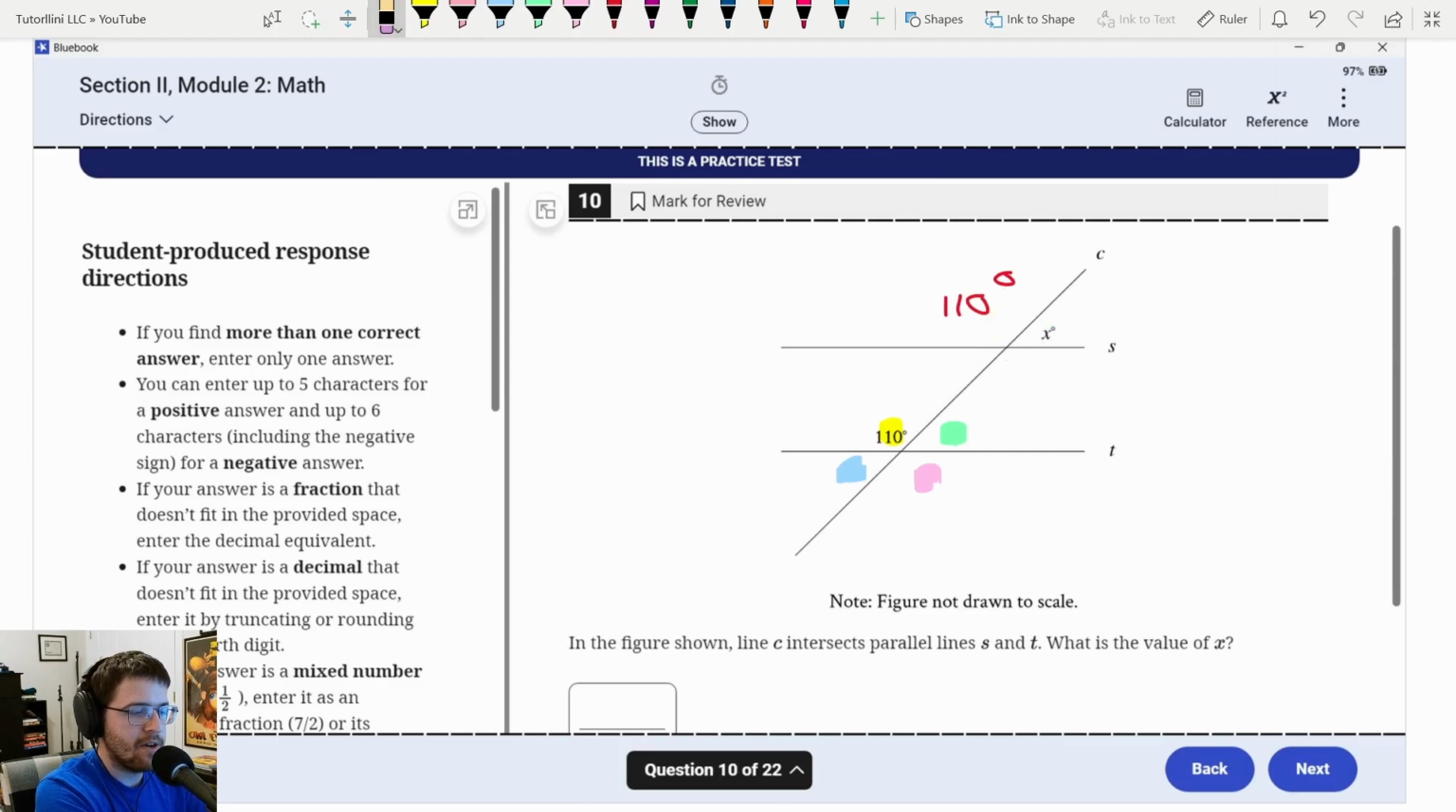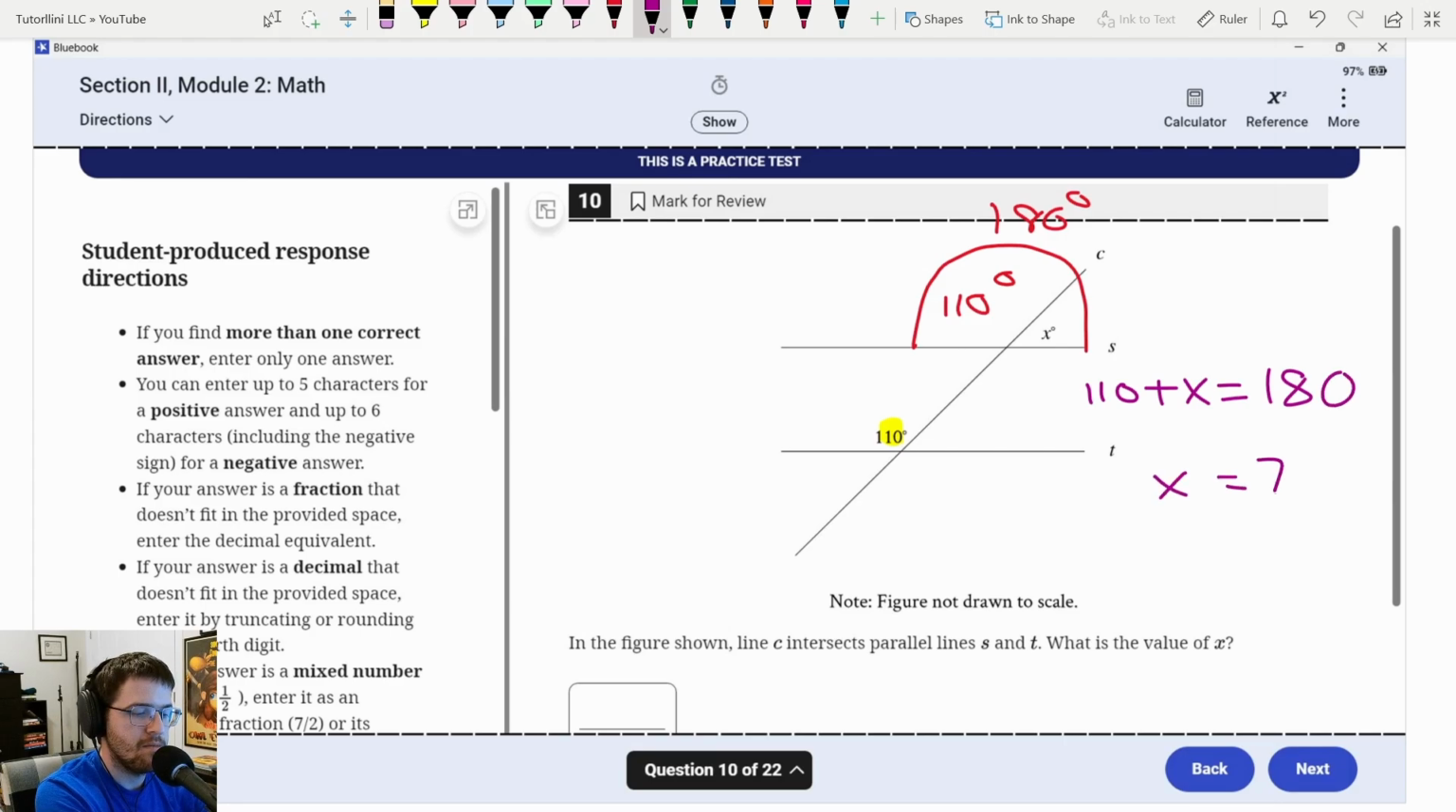So now we can kind of forget about all that. And we see that these 2 angles form what's called a linear pair. In other words, they total 180 degrees. So I can write 110 plus x equals 180. Subtract 110 from both sides, and I get x equals 70, which is the answer.